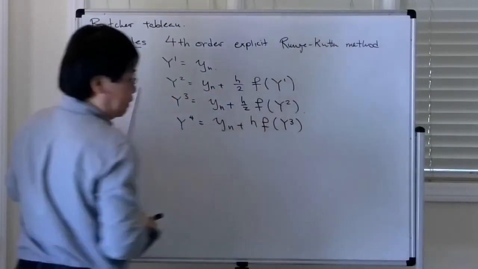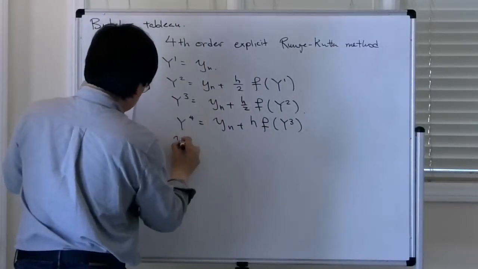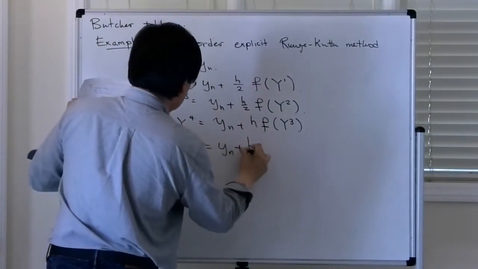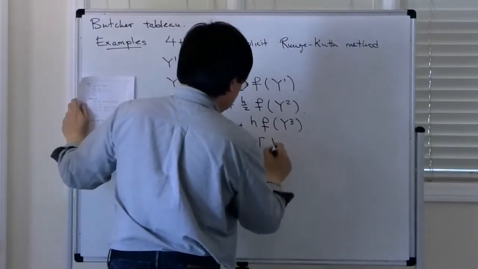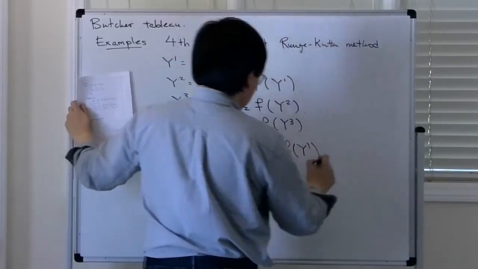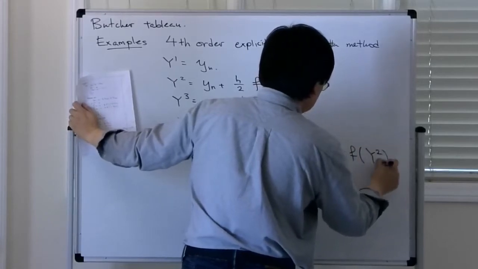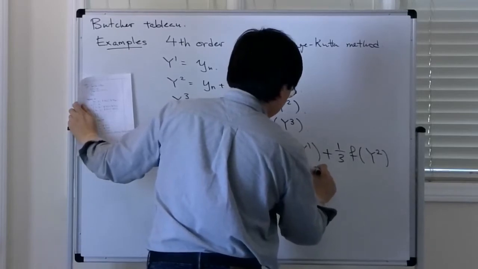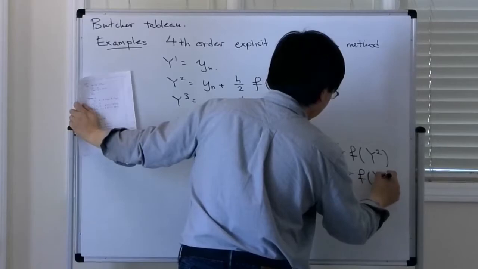And then the final update involves some linear combination of these. So yn plus 1 is equal to yn plus h times 1/6 f evaluated at y1, 1/3 f evaluated at y2, 1/3 f evaluated at y3, and 1/6 f evaluated at y4.